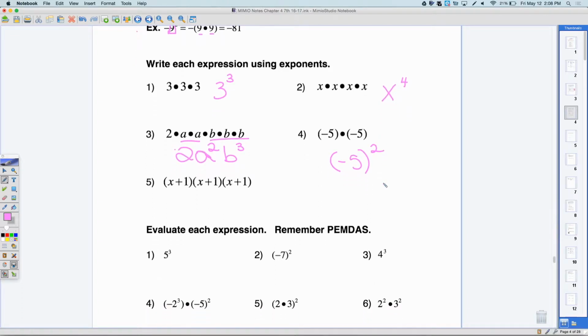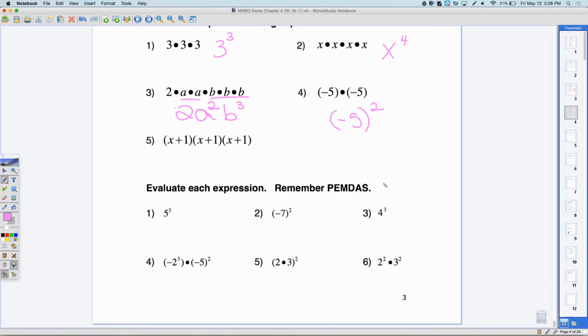Number 5 says x plus 1 times x plus 1 times x plus 1. Our x plus 1 in parentheses is what's being repeated 3 times. So it should be x plus 1 in parentheses to the 3rd power.